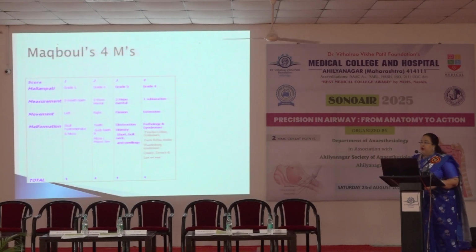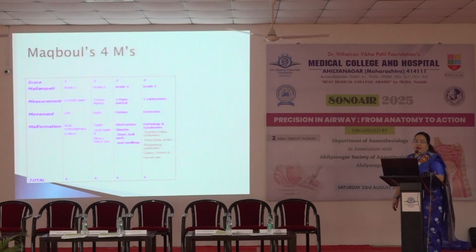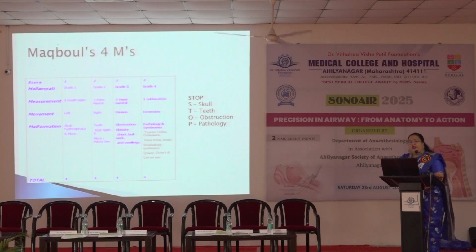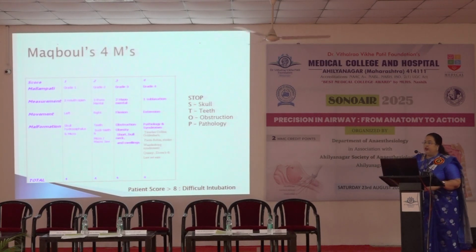Coming to Mallampati's 4 M's, here we see Mallampati scoring, measurement of the mouth opening, thyromental distance, that is the 3:3:2:1 ratio, the movement of the neck, and any malformations that can be present. The malformations can be at the skull, teeth, any obstruction or pathology. You can remember it as Mallampati's 4 M's with STOP. A patient score of more than 8 suggests difficult intubation.